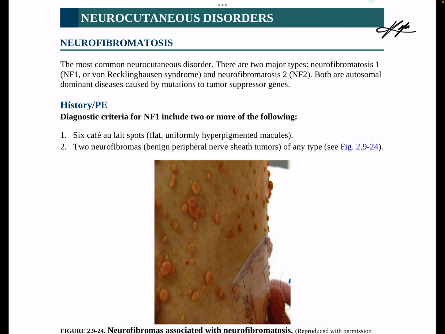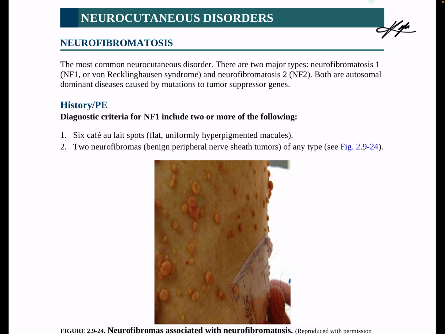Hello everyone, so we're going to be discussing now neurocutaneous disorders, and as I've said before, this should be done alongside the CNS neoplasms because there are quite a few overlapping ideas. So we're going to be mainly talking about neurofibromatosis, tuberous sclerosis, and then a few other disorders such as ataxia telangiectasia.